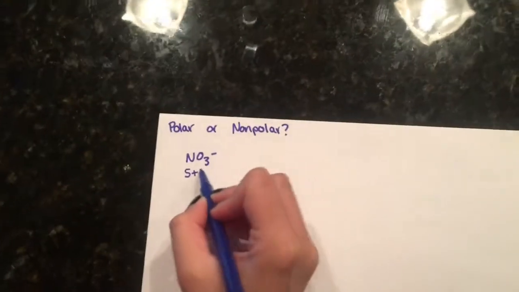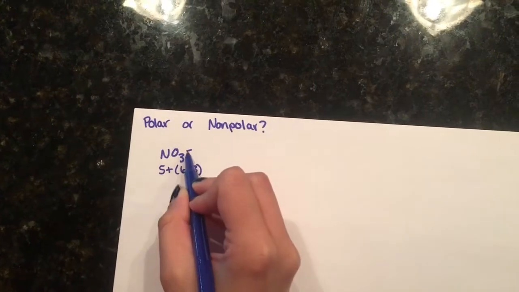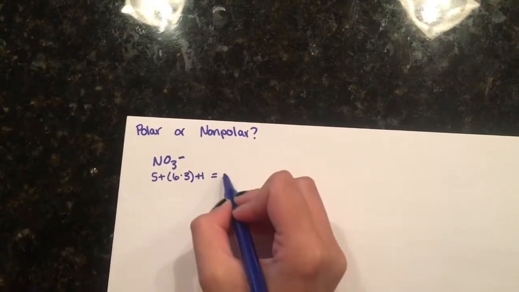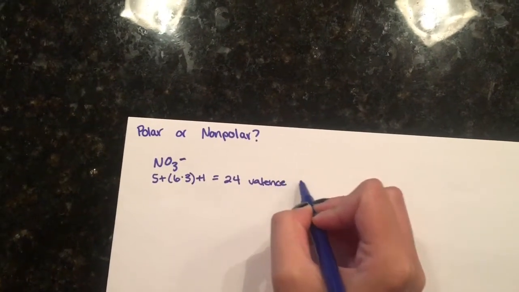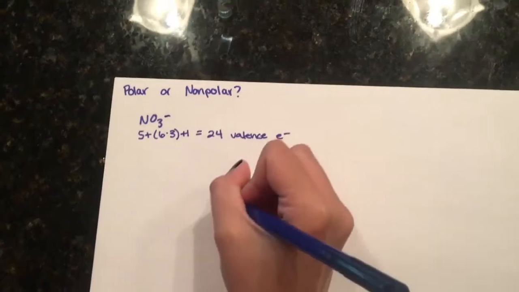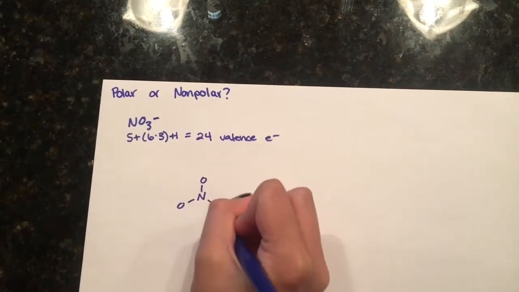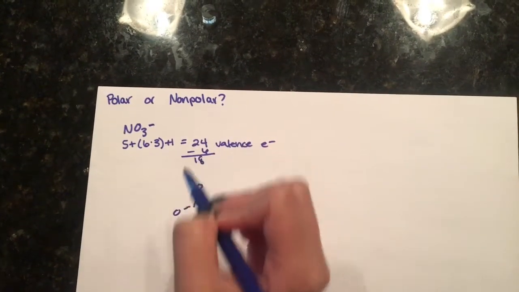So we know that nitrogen has 5 and oxygen has 6, but there's 3 oxygens. And this minus charge up here we're going to count as 1. So that adds up to 24 valence electrons. I would start with nitrogen in the middle and then make bonds to all the oxygens. So we used up 6 electrons and we're left with 18.